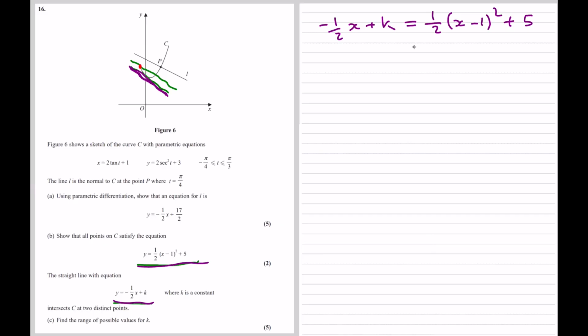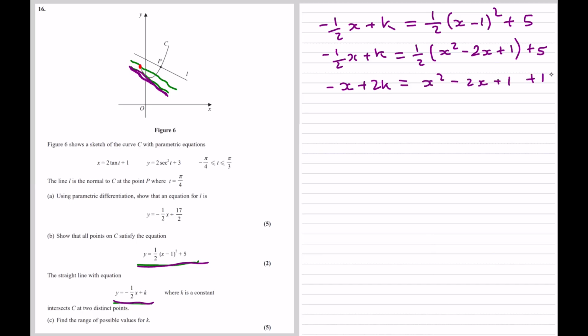And we want to make it equal to 0. So let's do some expanding and simplifying. (x minus 1) squared is x squared minus 2x plus 1. And let's double everything to get rid of these fractions. So double every term. Double the 5 makes 10. Make it equal to 0.